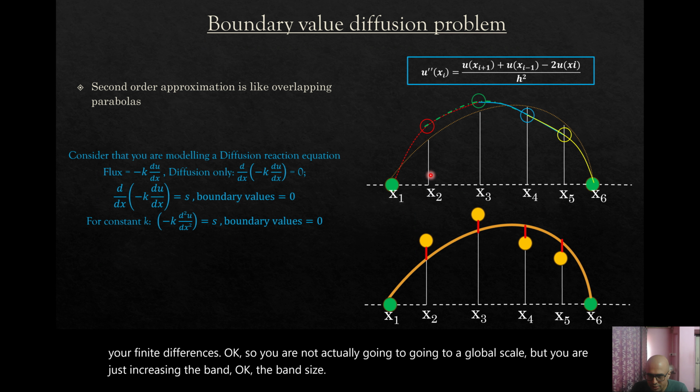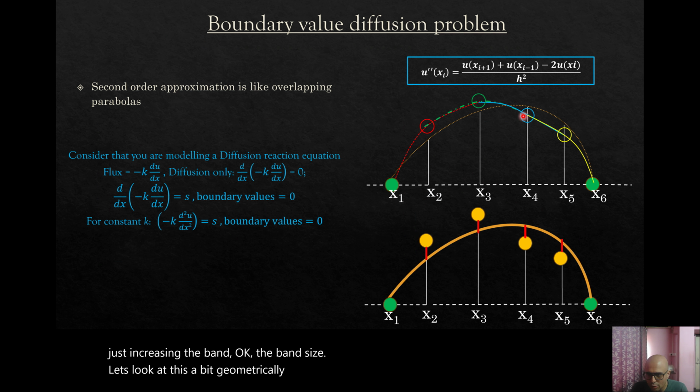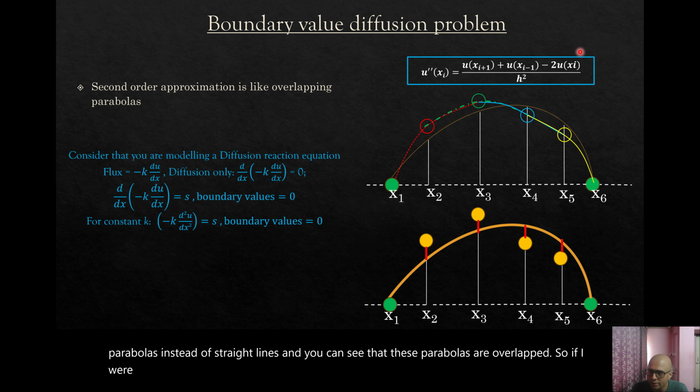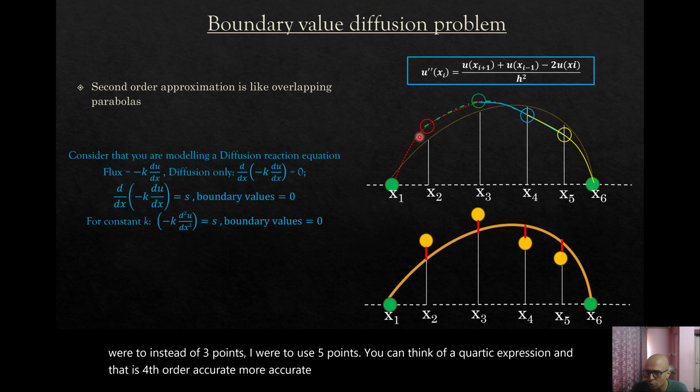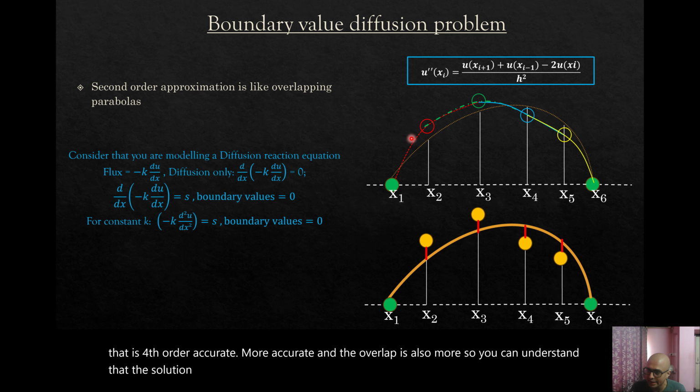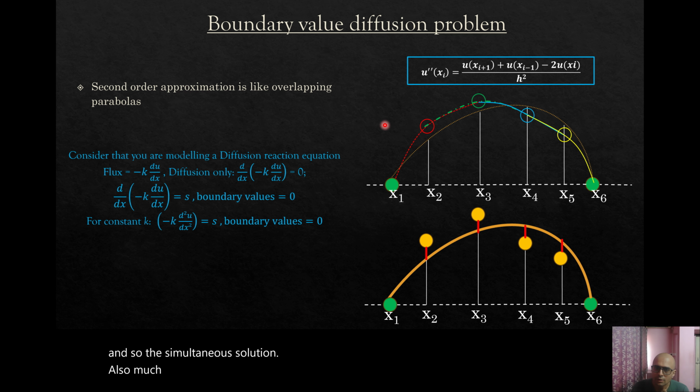So let's look at this a bit geometrically. For the second order approximation, you are just fitting parabolas instead of straight lines, and you can see that these parabolas are overlapped. If instead of 3 points I were to use 5 points, you can think of a quartic expression, and that is 4th order more accurate, and the overlap is also more. So you can understand that the equations are really enmeshed together in a much better way, and so the simultaneous solution is also much better, right?